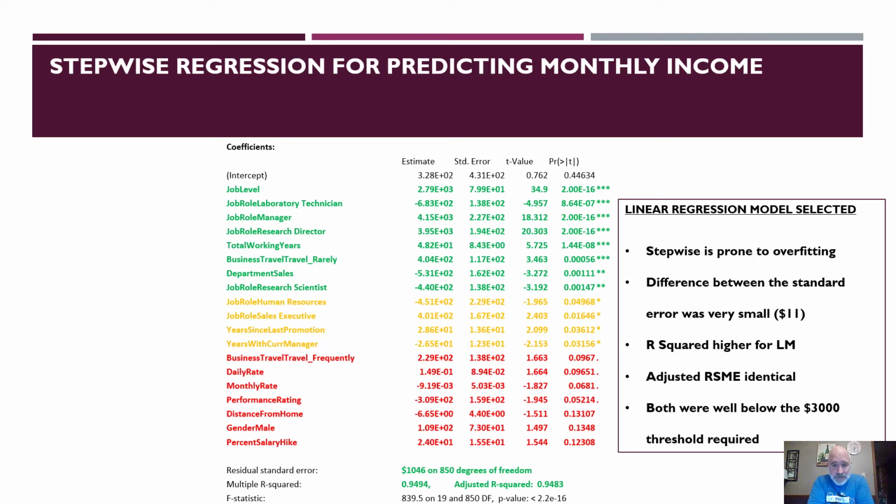And the difference was very, very small, only $11. The R squared value was higher for the linear regression, and the adjusted RMSE was actually identical. And both were well below the $3,000 threshold required. But because stepwise tends to be overfit, we decided to go with linear regression, the more standardly accepted model.